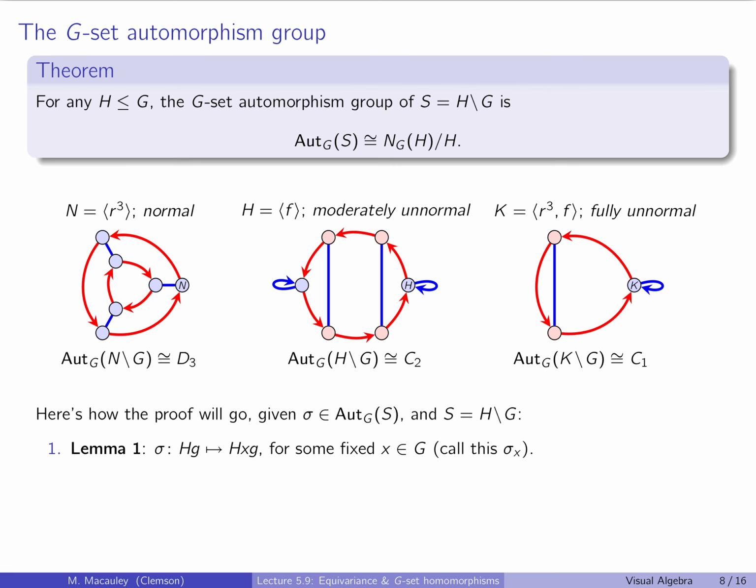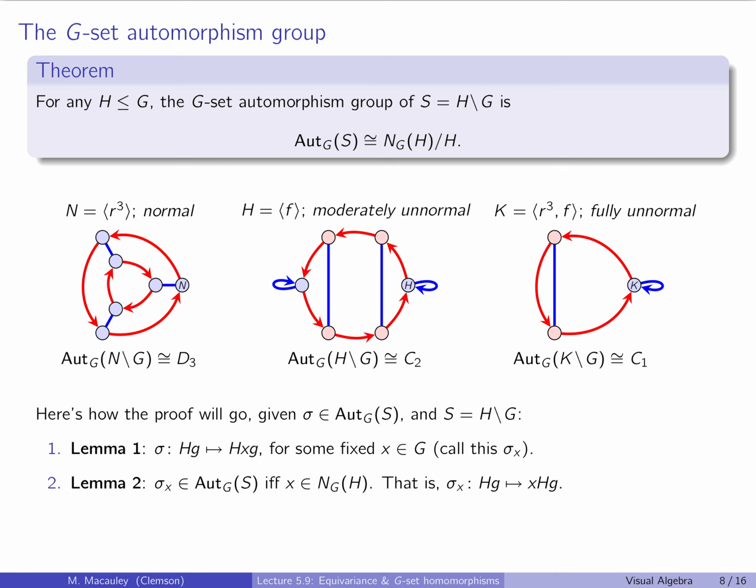And here's how the proof will go. We'll take an arbitrary unknown G-set automorphism sigma, and we'll prove a lemma that sigma applied to any right coset Hg has to send it to Hxg for some fixed element x in the group. So it has to stick in this x between the subgroup and the coset representative. We're going to call such a map sigma x.